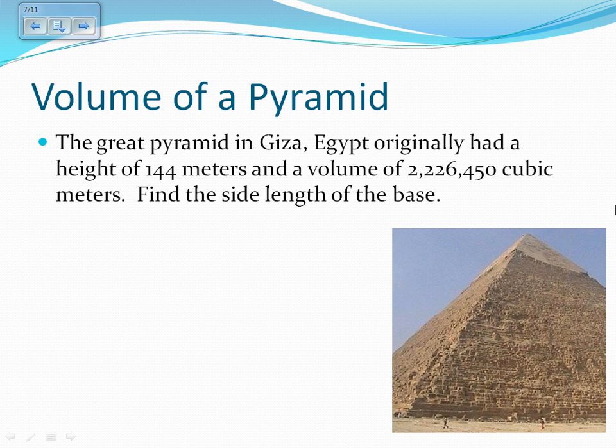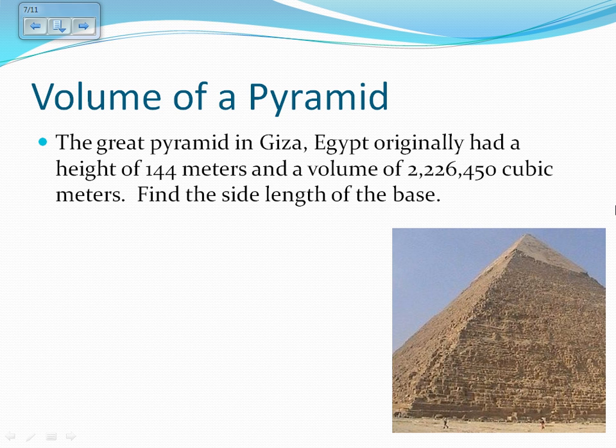The volume is equal to 1/3. What times what? Base times height. So we plug in the volume. 2,226,450 is equal to 1/3 the base, which we don't know, times the height, which is 144.